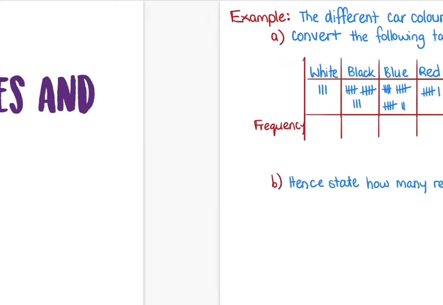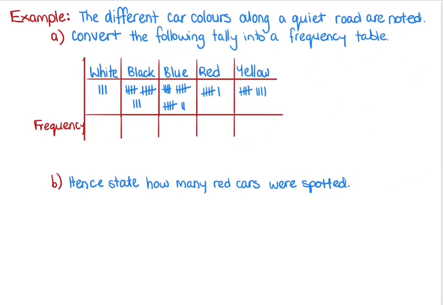This one is for week 7 with our topic being frequency tables and tallies, and these are the examples that we've got. So our first example for this week is: the different car colours along a quiet road are noted. The first thing it wants you to do is convert the following tally into a frequency table. One of the easiest and quickest ways to do it is to add an extra row down the bottom and then put your totals.